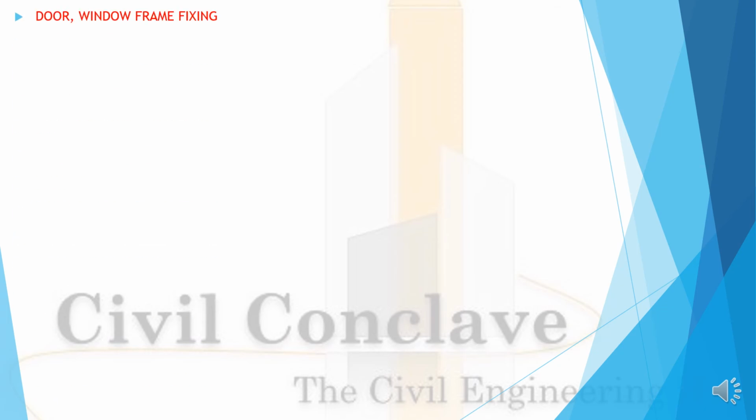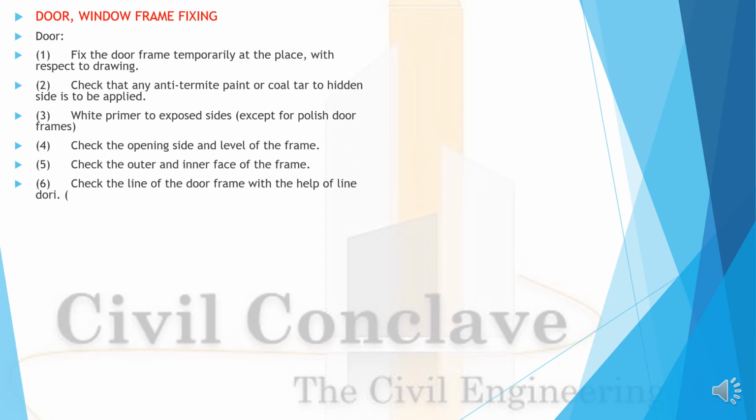Door and window frame fixing. Door: fix the door frame temporarily in place with respect to the drawing. Check that anti-termite paint or coal tar is applied to the hidden side, and white primer to the exposed side. Check the opening sides and level of the frame. Check the outer and inner liner of the frame. Check the line of the door frame with the help of the dori.